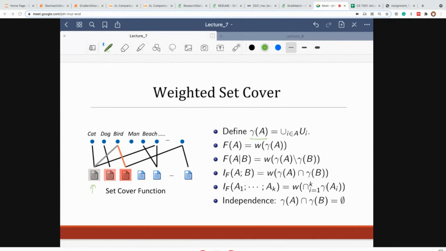So for example, the first document covers cat and beach. Could be more, let's just take this as an example. The second one covers dog, and so on and so forth, right? So you take these individual concepts that are covered by these u_i, and define the union coverage as the union of u_i for i in A. And this is gamma A. So this is a coverage, and then you can define f of A to be w of gamma A, where I have my w function defined on the concept space.